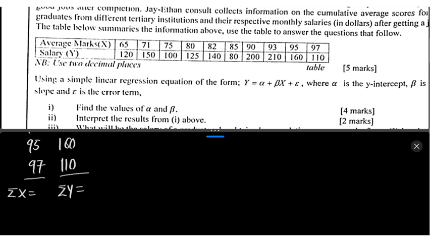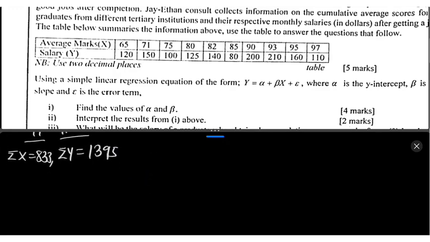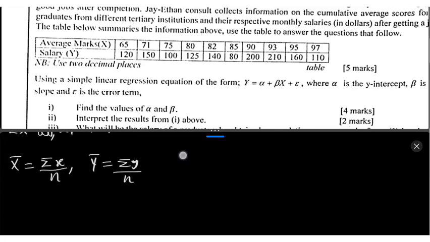So with my calculation, I had a total summation of x to be 833, and that of summation y, I had a total of 1395. So therefore, to find the mean of x, the mean of x is going to give us summation x over n, and the mean of y should give me summation y values over n. But we know the total number here is 1, 2, 3, 4, 5, 6, 7, 8, 9, 10. So it is 10. So n is 10.